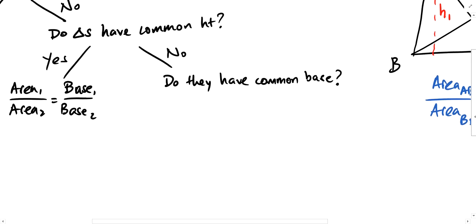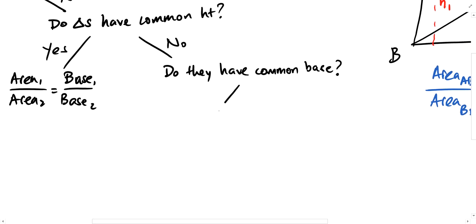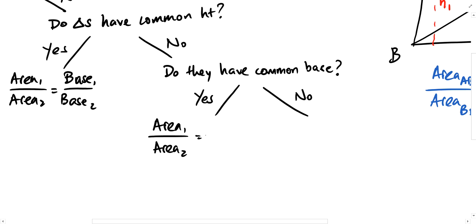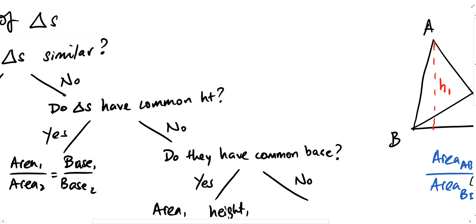So let's continue with our flow chart. Do they have a common base? Answer yes or no. If it is yes, area 1 over area 2 equals height 1 divided by height 2. So what happens if they don't have the same base also? Wait, it's not that they are not just that they are not similar, because I came to this part on common height because they were not similar to begin with. So in this chain, they are all already not similar.